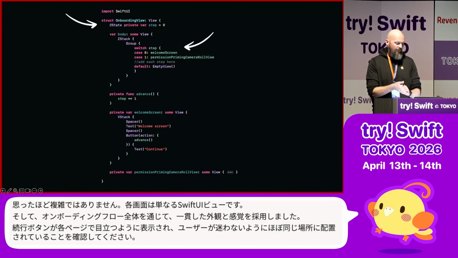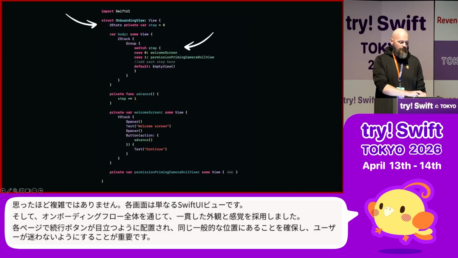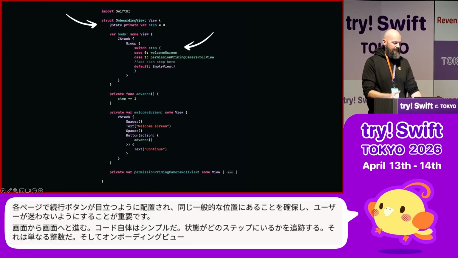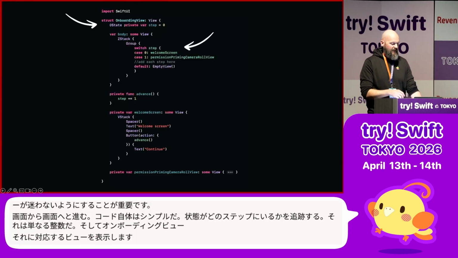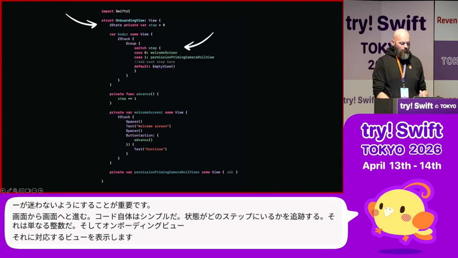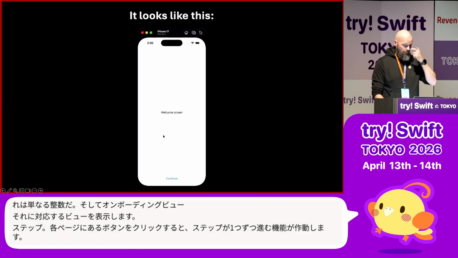And the code itself is simple. A state tracks what step we're on. It's just an integer. And the onboarding view shows the view that correlates to that step. A button on each page triggers the advance function, which increments the step one by one. And this is what it looks like.